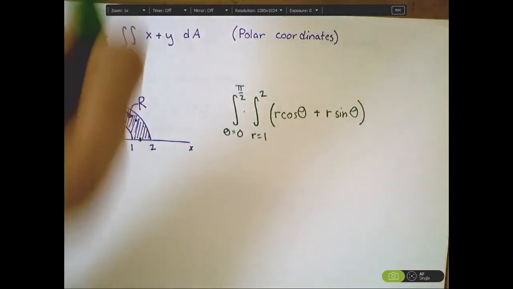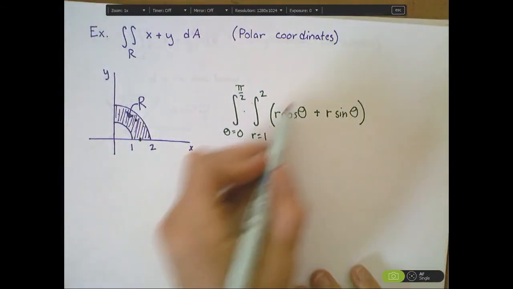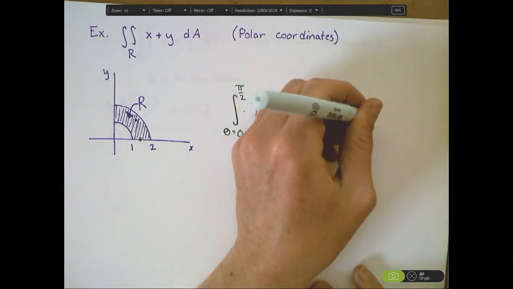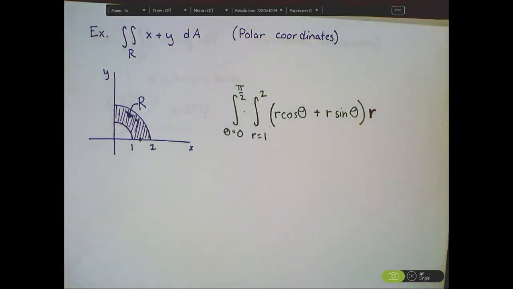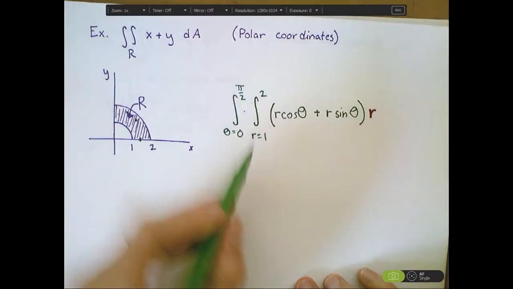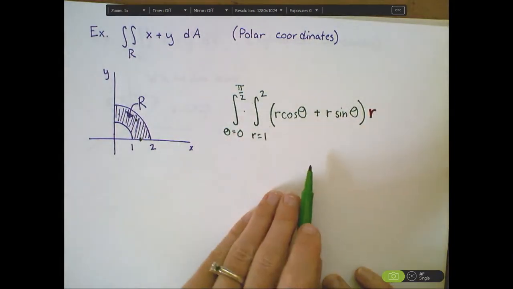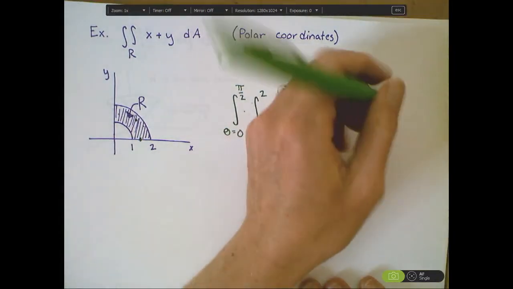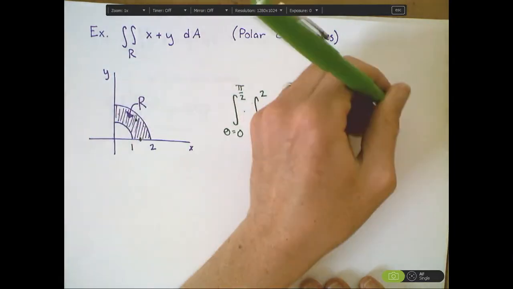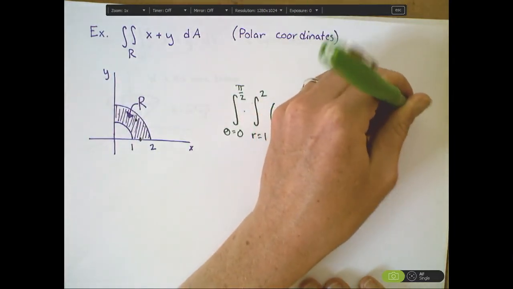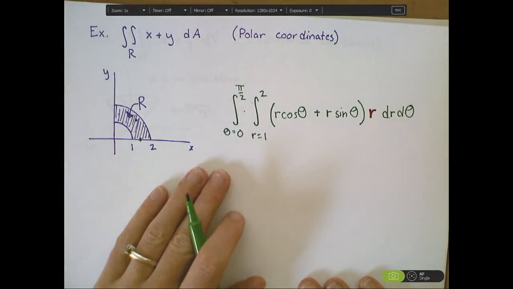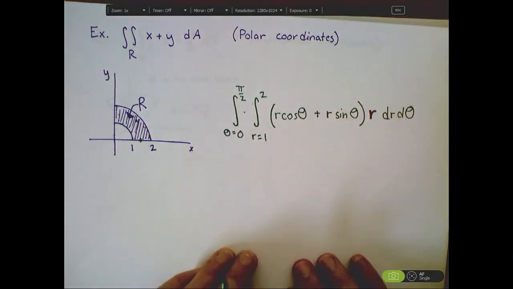The piece that I don't want to miss is that this whole function is multiplied by r. This is our factor of integration. Just because we converted coordinate systems, we need to make sure that we remember that. And our integration is dr d theta. So that's the setup. If you don't want a review of integration, you can skip ahead to the next video. Otherwise, I'm going to go ahead and integrate this.